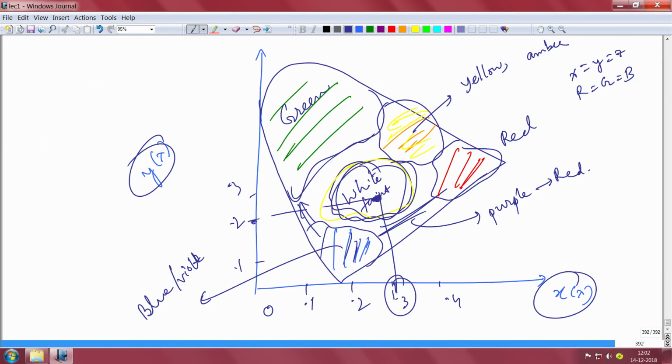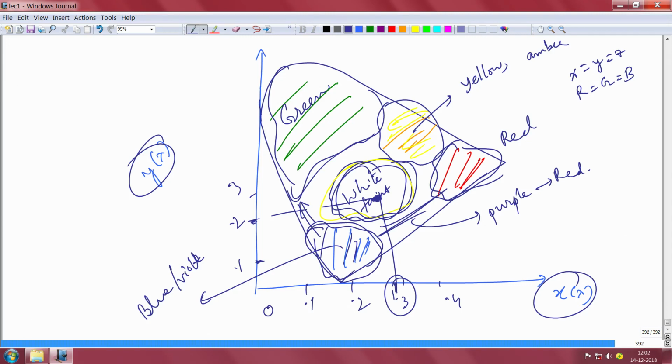If your x component is more, then you will get more red. If your y component is more, you will get green. Of course, if your z component is more, which means x and y both components are low, x is 0.1, y is also 0.1, that means z is higher, then you will get blue, because z corresponds to blue. So this is called the chromaticity diagram, and any LED or other things have to be compared with respect to the chromaticity diagram. Okay, so that is the thing.